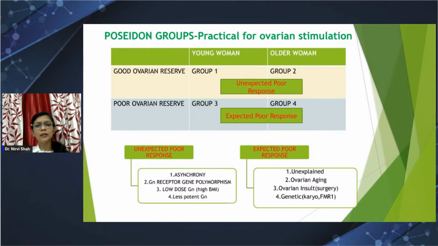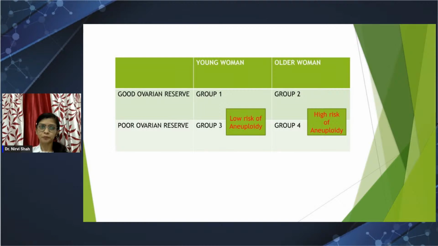So, in that, the reason is either ovarian aging, which is what I told you. Second is any ovarian surgery done in the past for endometriosis, for cancer, for any cyst, complex cyst. And then comes genetic causes, FMR mutation, or karyotyping abnormalities. And of course, there is an unexplained group also.